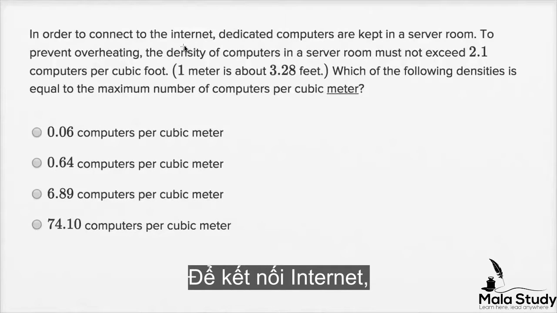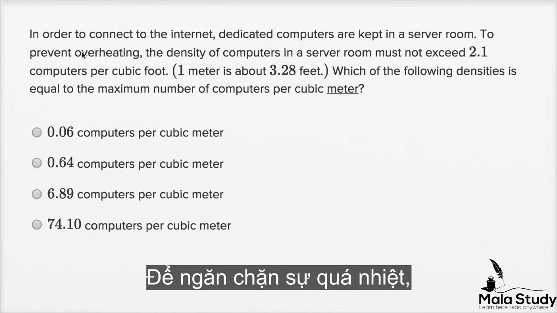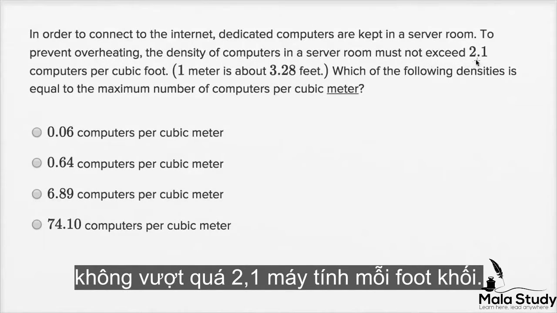In order to connect to the internet, dedicated computers are kept in a server room. To prevent overheating, the density of computers in a server room must not exceed 2.1 computers per cubic foot.